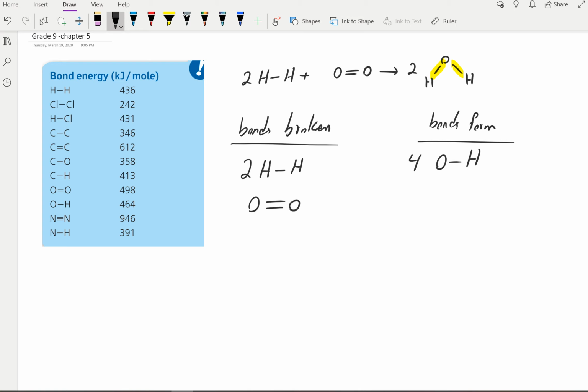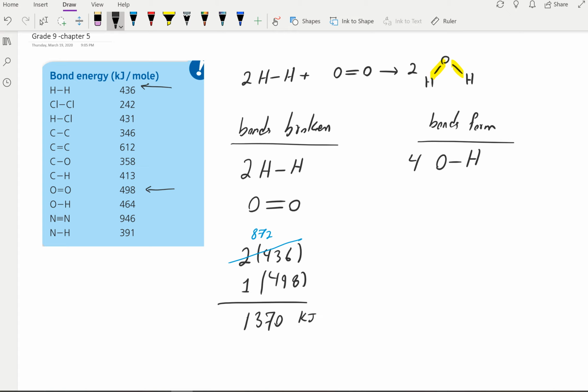Okay, so now I can use this table to find the energy which we need for breaking the bond. I have two hydrogen-hydrogen bonds. The bond energy is written here, 436, so 2 times 436. And I have oxygen double bond oxygen, which is here 498. So I have only one oxygen double bond oxygen, and that is 498. So the total energy which I need for breaking the bond is 1370, and the unit is kilojoule per mole. This is energy in.